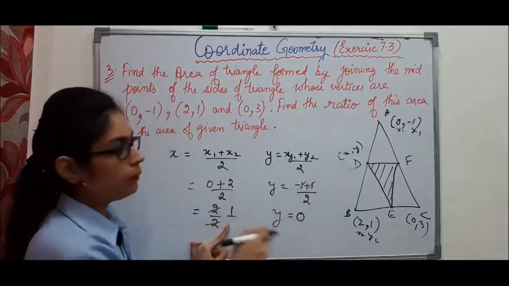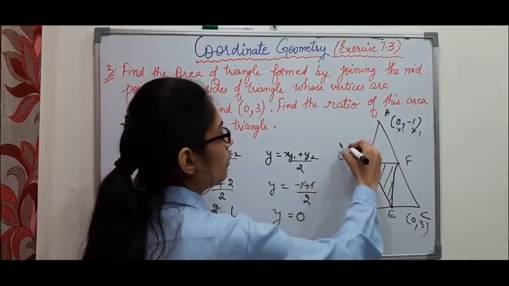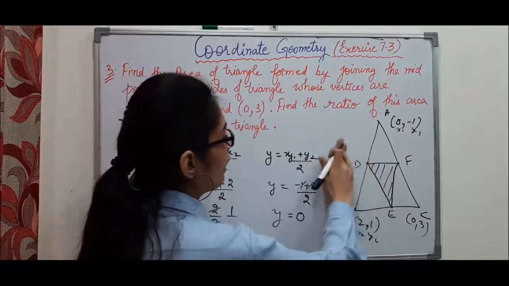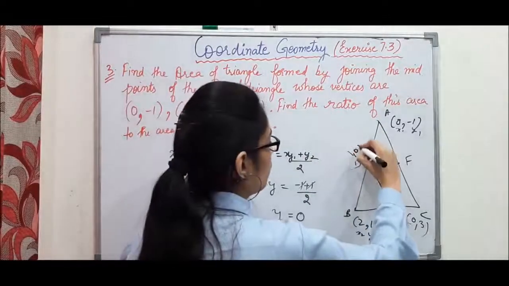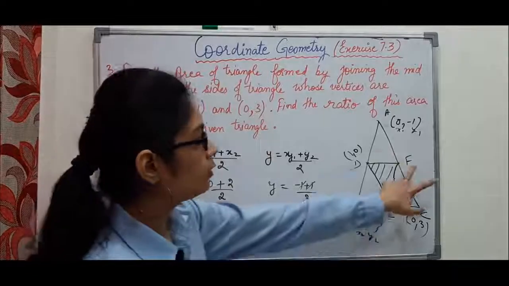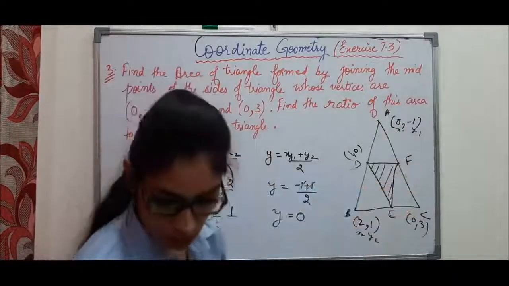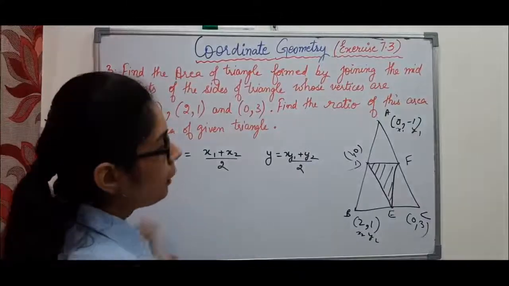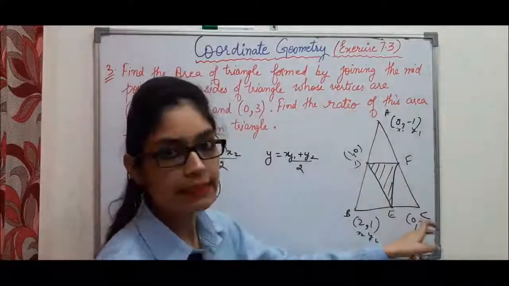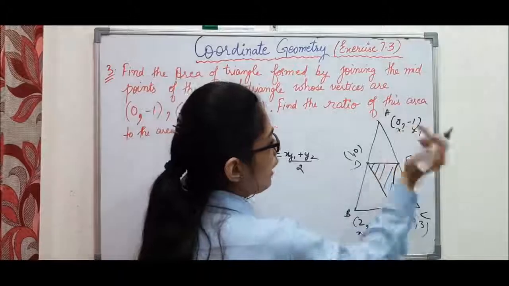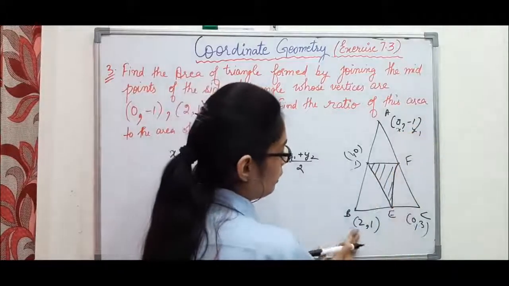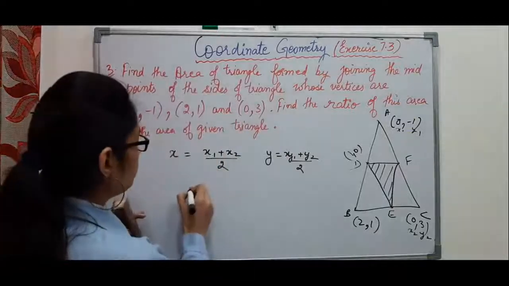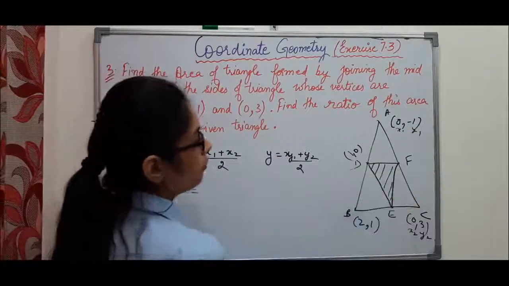So x is 1 and y is equals to 0. So I'll remove this. So I got the coordinates of D as 1, 0. Now let's find the coordinates of point F. So same way we have to do, because F is the midpoint of AC. So here I'll consider these points as x1, y1 and the points at C I'll consider x2, y2. So let's find the coordinates of this point F.